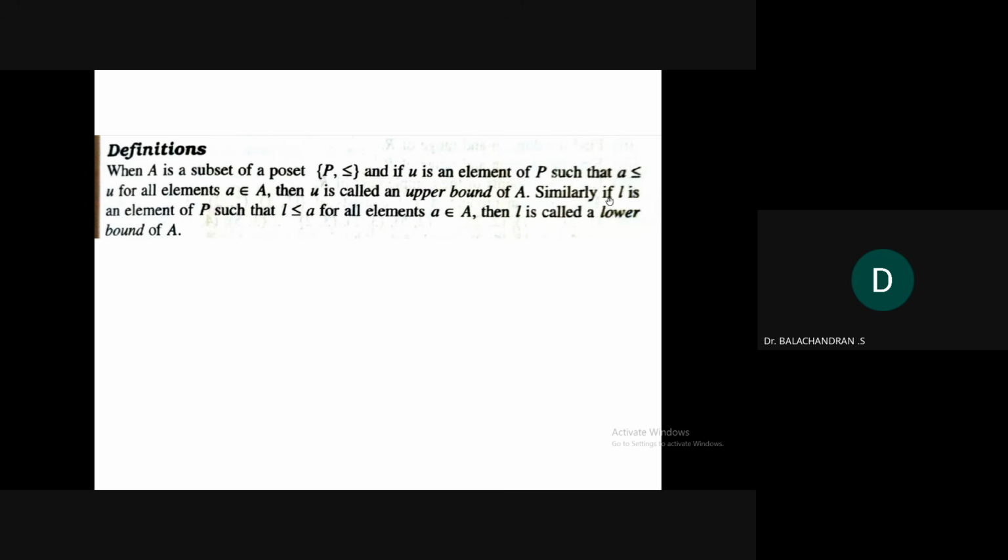Similarly, if L is an element of P, so already you took u as an element of P, now L is an element of P, with just the opposite condition here.